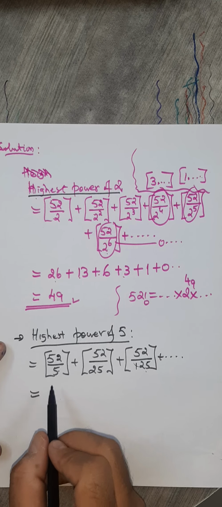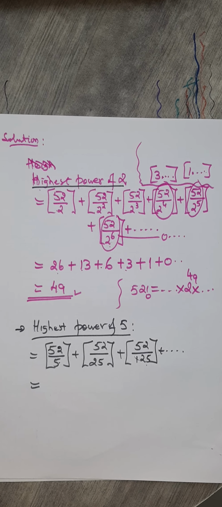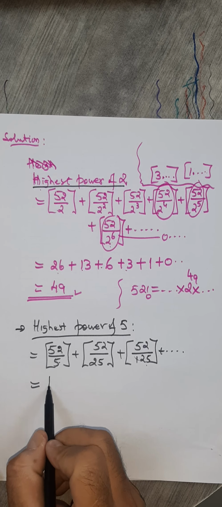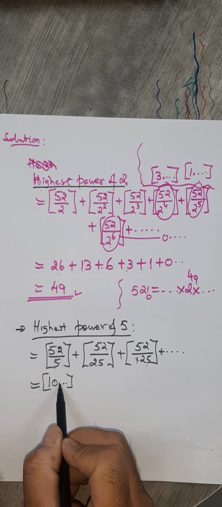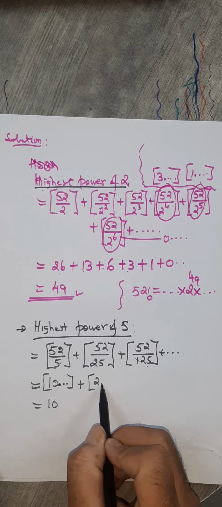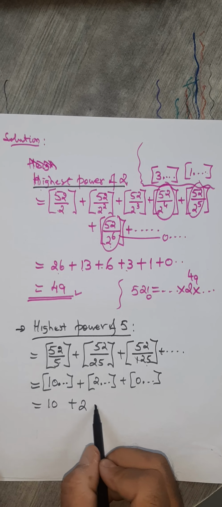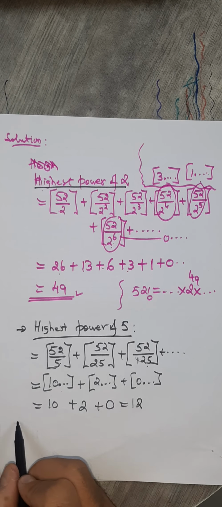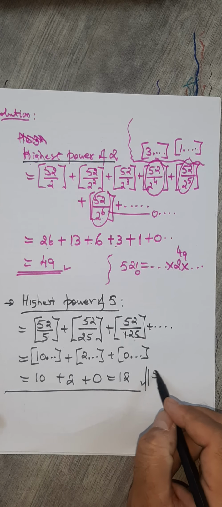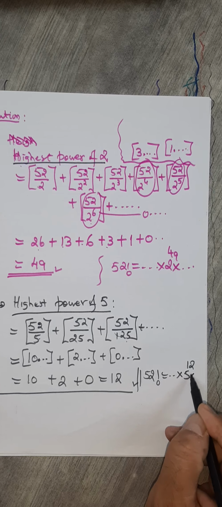Now here we know 52 by 5 is 10 point something. Remember, box of 10 point something, so it will be 10. Here this will be 2 point something, remember, so its box value will be 2. This is 0 point something, so its box value will be 0. So what is the total power? 12. Right? So what did you find? If you do the factorization of 52 factorial, somewhere you will get 5 raised to 12.